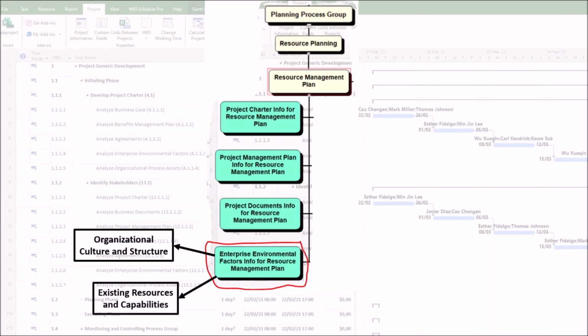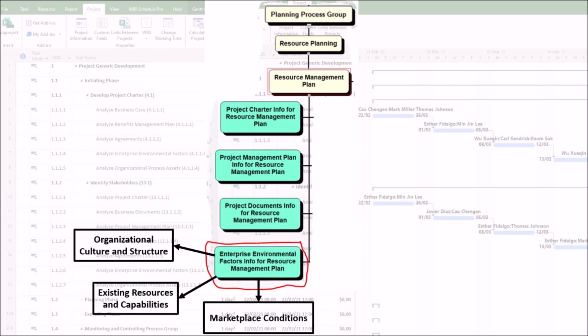2. Existing resources and capabilities. First, existing human resources. What are the competencies, skills, and knowledge of people already within the organization? What are their current workloads and availability? You must plan with the resources you have or can realistically get. Second, physical resource availability. What equipment, facilities, and materials are already available? It is not possible to use a specialized lab if the company doesn't have one.